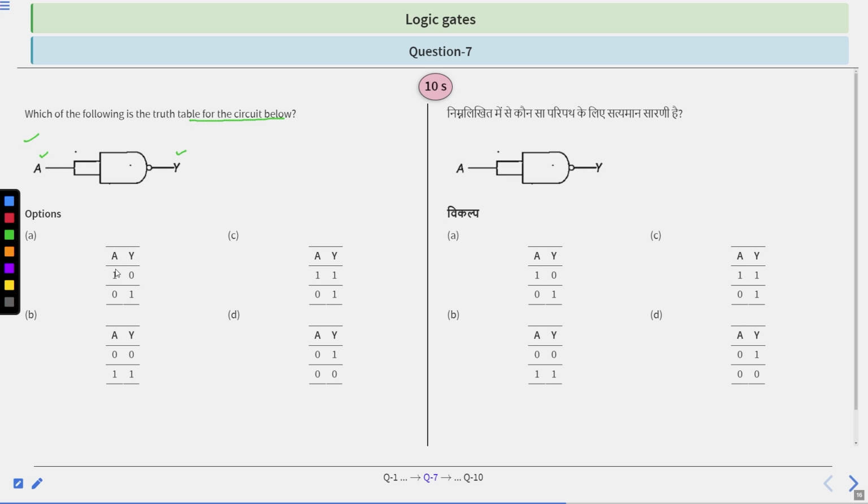Option A is for input A, output is Y. Clear? So the combinations are: A becomes 0 and 0 becomes 1. Similarly, option B, option C and option D. So which option is correct? You have 10 seconds to solve this question. After 10 seconds, we will provide the solution for this question.